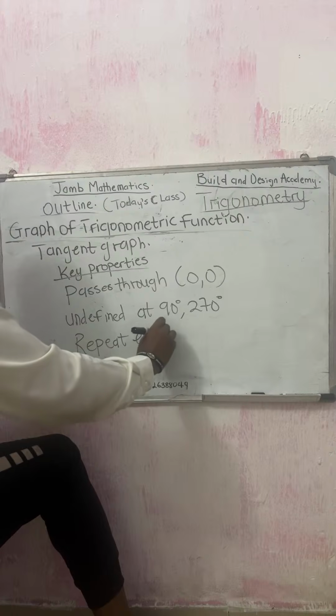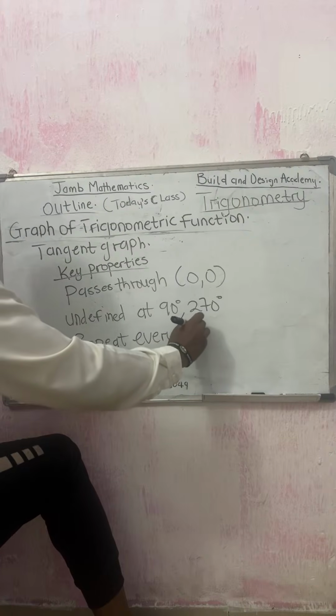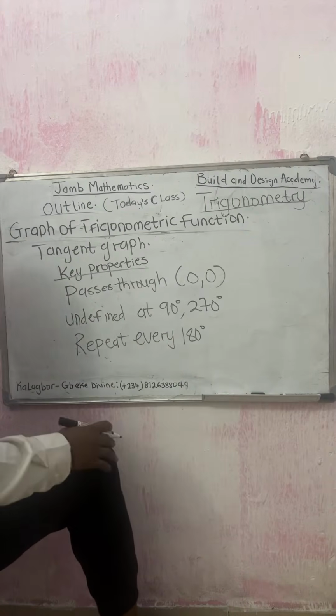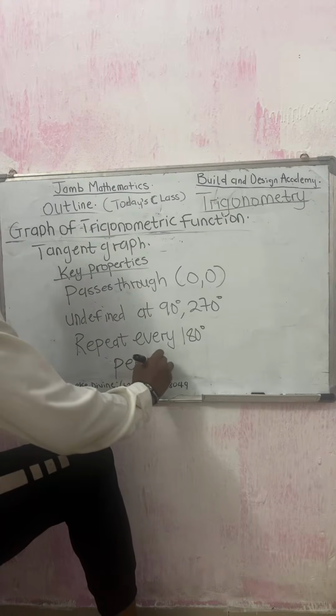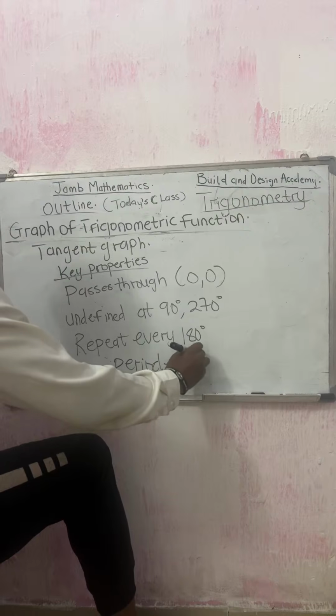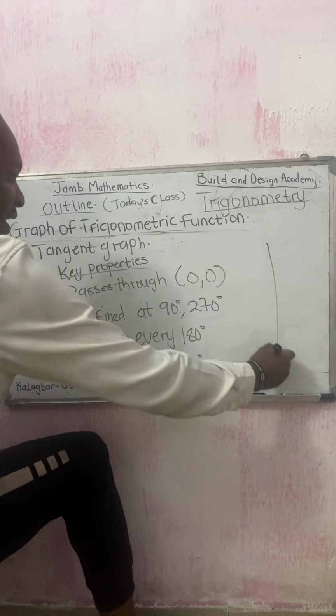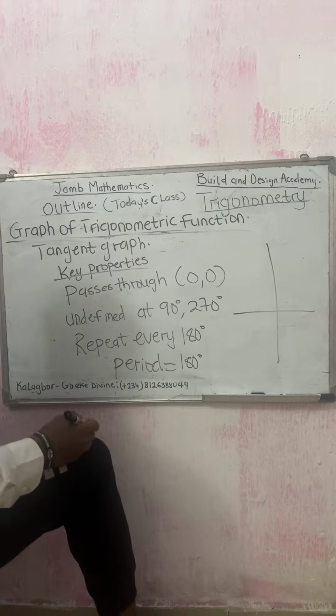every 180 degrees. So the period is equal to 180 degrees. And this is how our tan graph looks like.